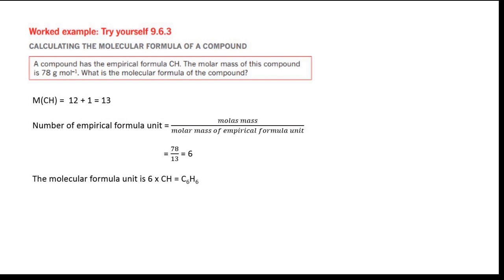If you look at this particular example here, it says that the compound has the empirical formula CH, so 1 carbon 1 hydrogen, for its empirical formula, and you know the molar mass of the compound is 78 grams per mole. So step number 1, you will find out the molar mass of carbon and hydrogen, which is 12 plus 1, we get 13. And then you can find the number of empirical formula units, which is 78 divided by 13 equals 6. And at the end, you will have the molecular formula, which is 6 multiplied by carbon and hydrogen, you get C6H6. So C6H6, which is an example of a hydrocarbon, will be the molecular formula of the compound.